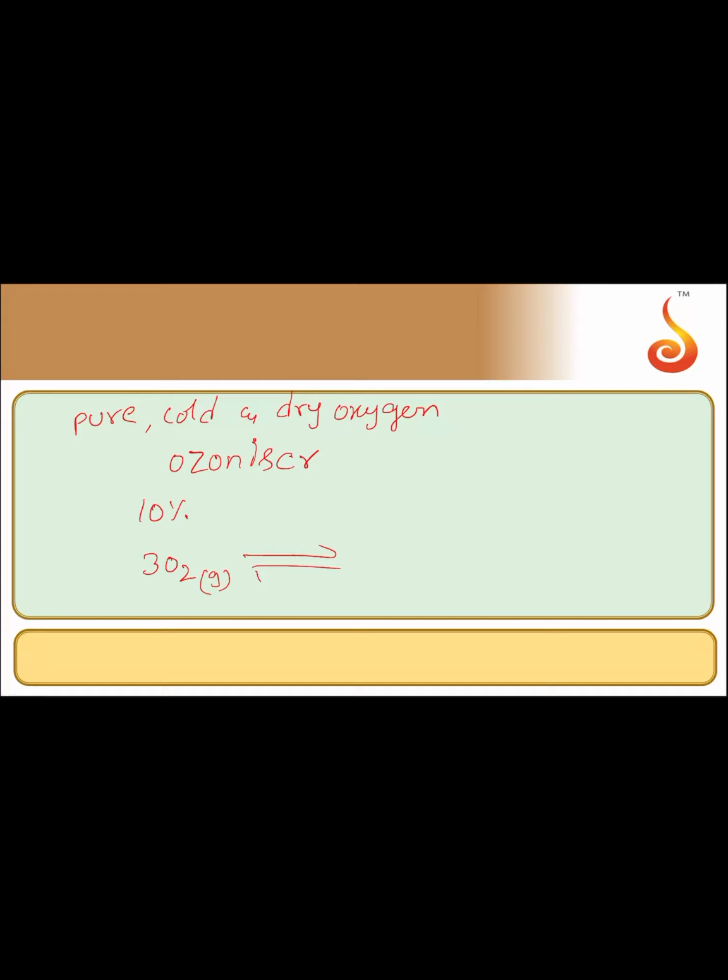When pure, cold and dry oxygen is passed through a silent electric discharge, we will get ozonized oxygen.